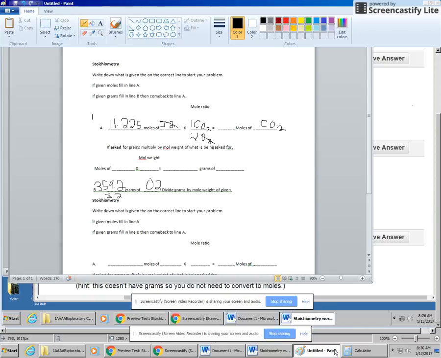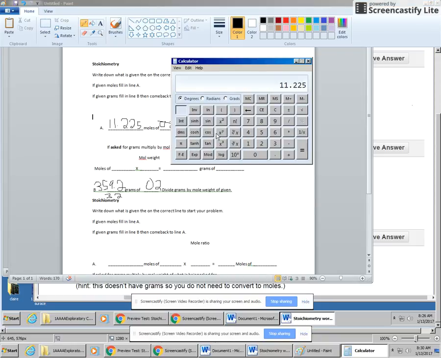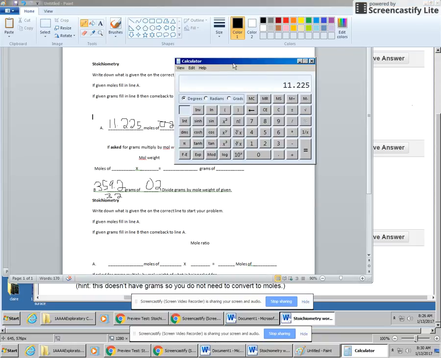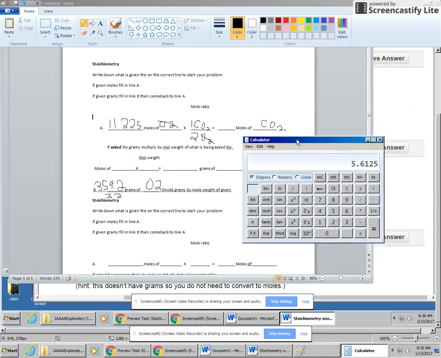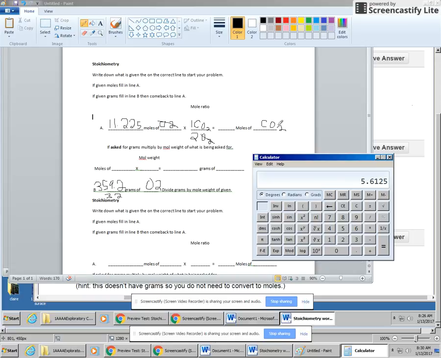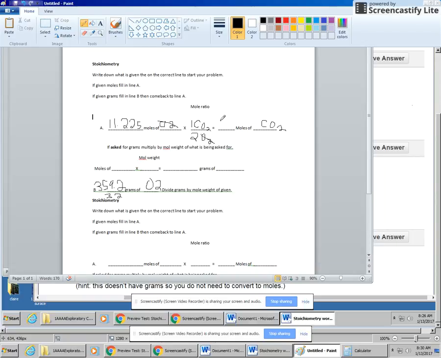And what do we have there? What is that? 11.225 times what? Times 1 divided by 2 gives you 5.6. So 5.61 moles of CO2. That's how you do that for this one.